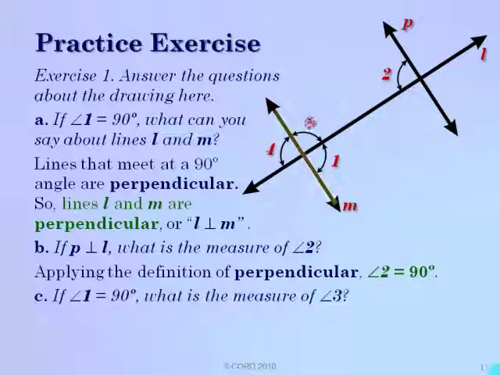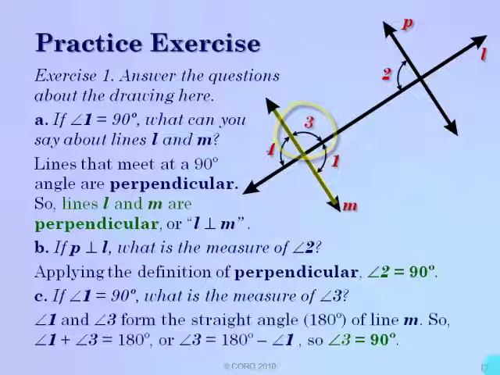And if angle 1 is 90, well, what is the measure of angle 3? Do you remember that terminology we had about straight angles? That's a straight angle right there. We know that must be 180 degrees. And so 1 plus 3 must equal 180, and we can solve for 3 since we know what angle 1 is, and that would make it 90 degrees.